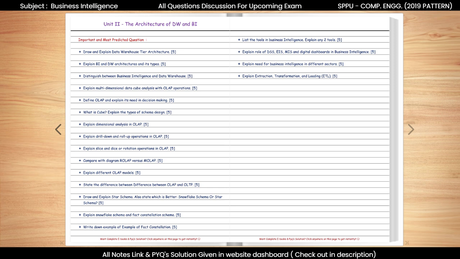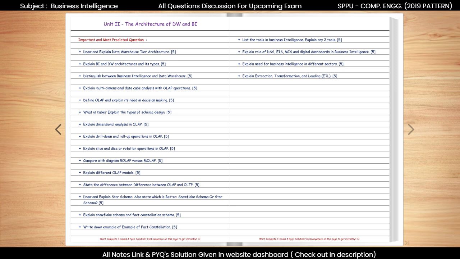Now, let us move on to our next important topic, difference between business intelligence and data warehouse. From this topic, we can expect questions such as, distinguish between business intelligence and data warehouse. A data warehouse stores large volumes of historical data in a structured way, while business intelligence uses that data to generate insights and reports. Data warehouse is the foundation, and business intelligence is the tool that helps decision-makers understand the data.